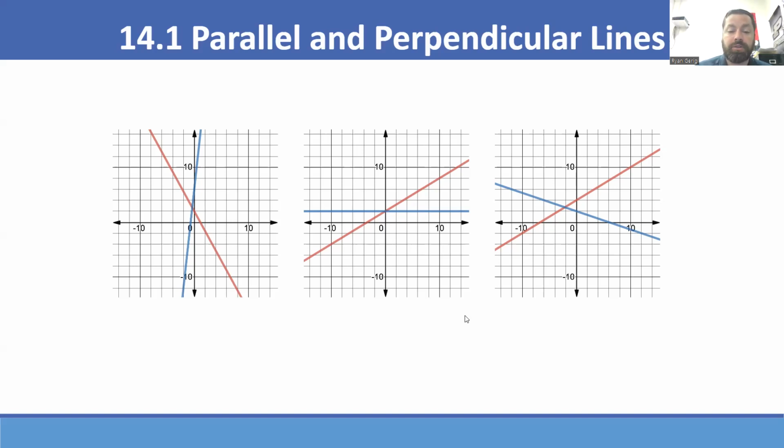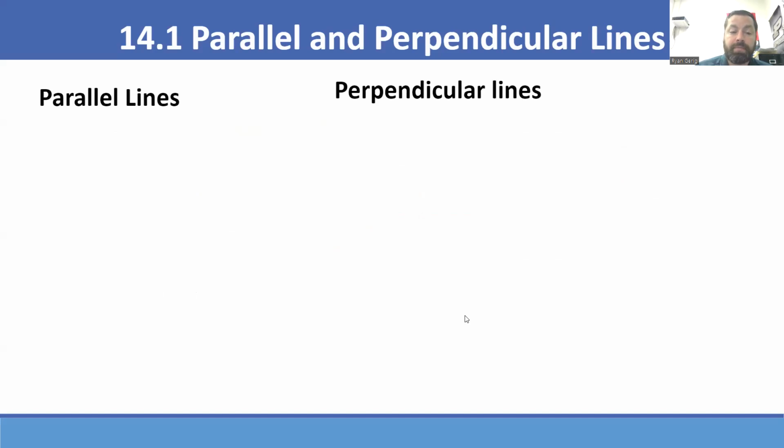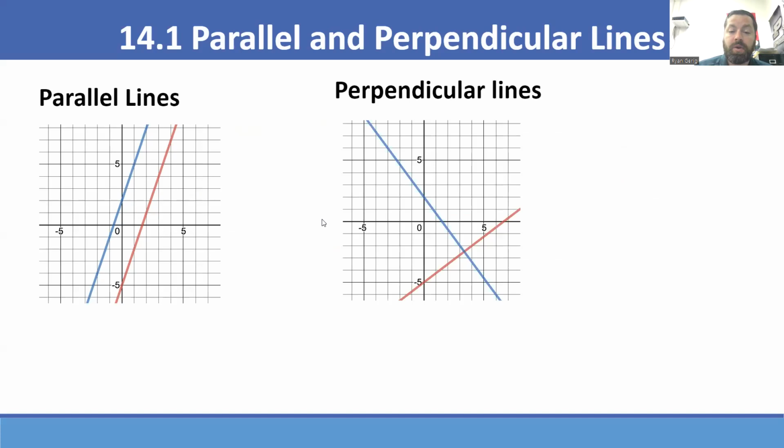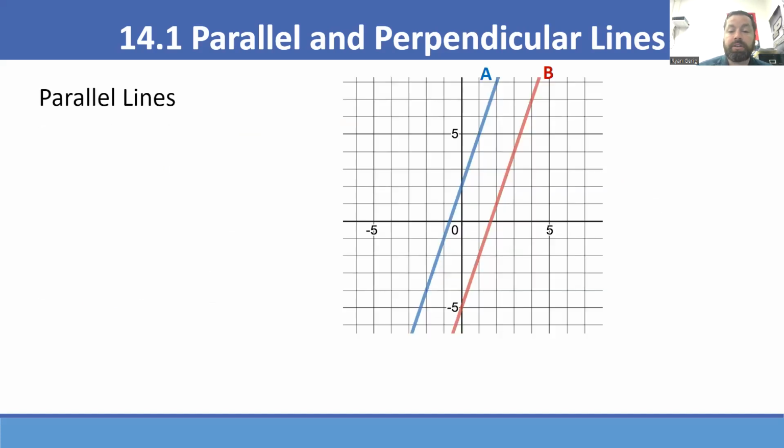So what are we going to do in algebra? Well, first of all, we're going to look at whether they intersect or not. If they don't intersect, they're parallel. Perpendicular lines make a 90-degree angle. Like I said, if we don't know how to find those measures right now, what can we do? Well, we can take a look at their equations to figure this out. So let's take a look at an example here.